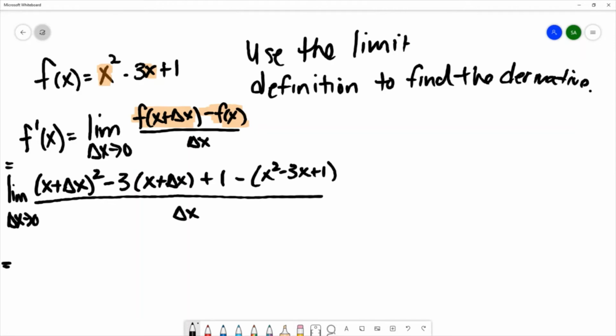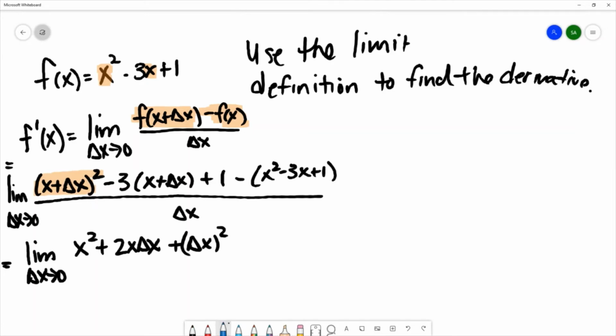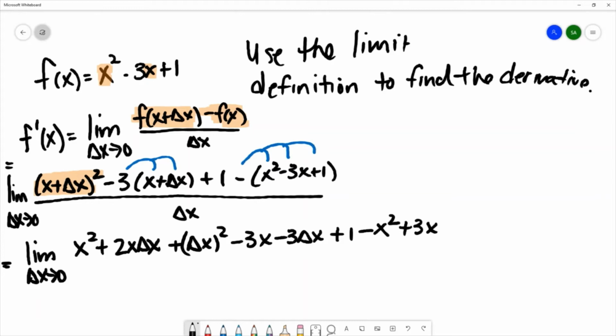Now I'm going to start with my simplification. I have the limit as delta x approaches 0, and I'm going to multiply this part out. That multiplies out to be x squared plus 2x delta x plus delta x squared. I'm going to use the distributive property here to get minus 3x minus 3 delta x. Carry down that plus 1, and then use the distributive property on this minus. That gives me minus x squared plus 3x minus 1, all over delta x.